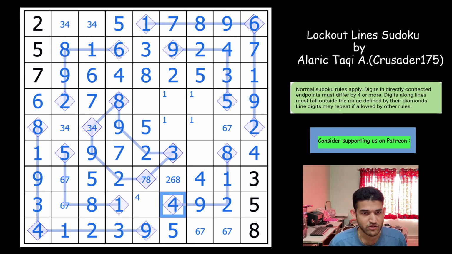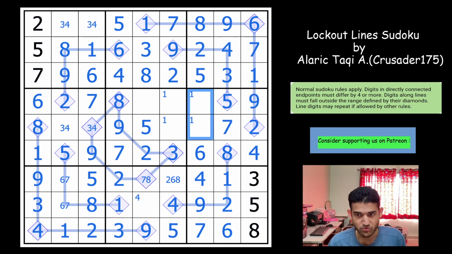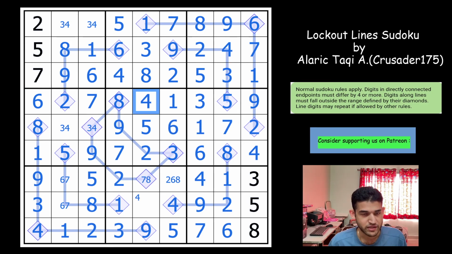And row 6 can be completed. So that's a 4, right? 6, sorry. That's a 7, 7, 6. And this will be 1 and 3. And 3 is eliminated here, so that's a 3, 3, 1. That gives 1 here. And 4 and 6 can be completed. So that's 6, that's 4. And that's a 7, that's a 7, that's a 6.